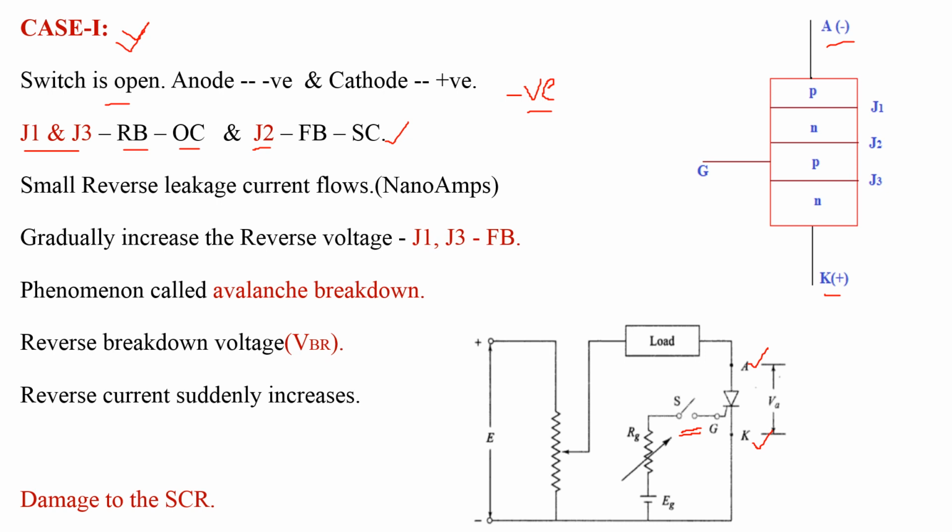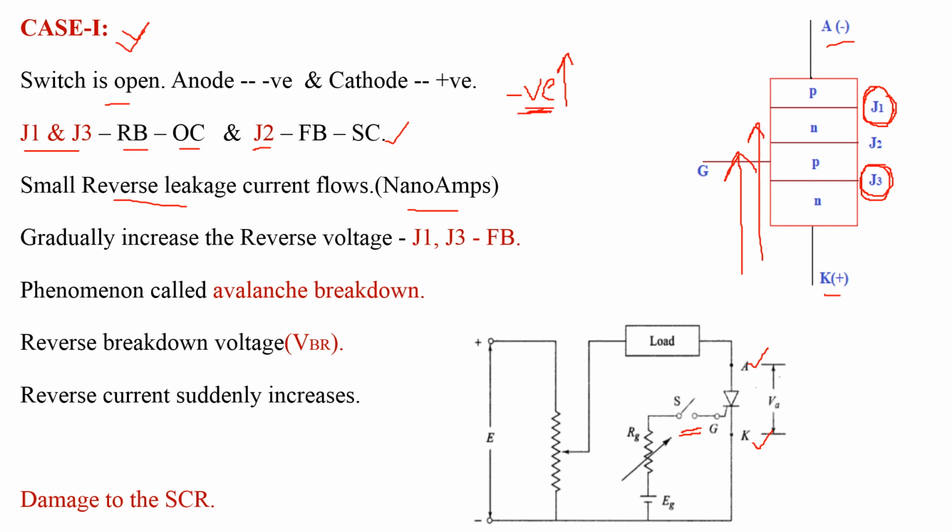Due to the reverse biased junctions J1 and J3, there is no possibility for current flowing from cathode to anode due to the open circuit of junctions J1 and J3. But due to the presence of minority charge carriers, there is a possibility for a small amount of reverse leakage current, of the order of nanoamperes, which flows from cathode to anode.